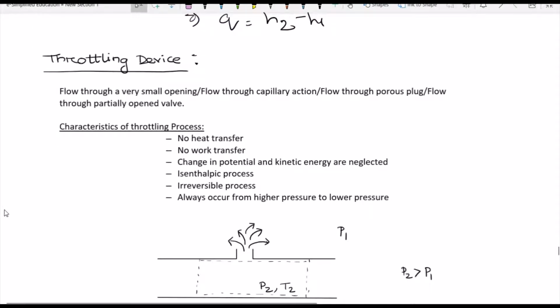Next, coming to the final mechanical device, the throttling device. A throttling device means the flow is occurring through a very small opening, or flow through a capillary, or flow through a porous plug, or flow through a partially open valve. All of these contribute to throttling devices. The main characteristics of a throttling process are no heat transfer, no work transfer, and change in potential and kinetic energy are neglected. It is an isenthalpic process, and it is also an irreversible process.